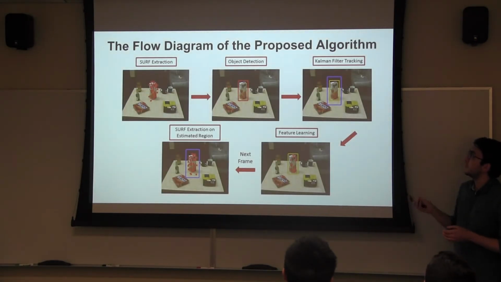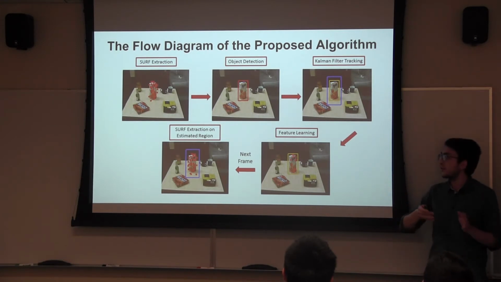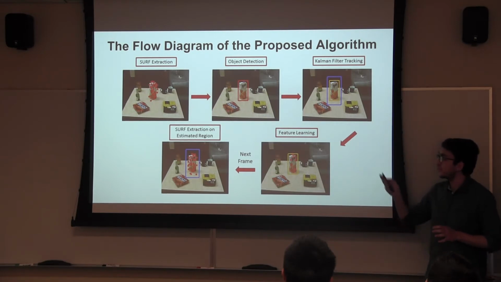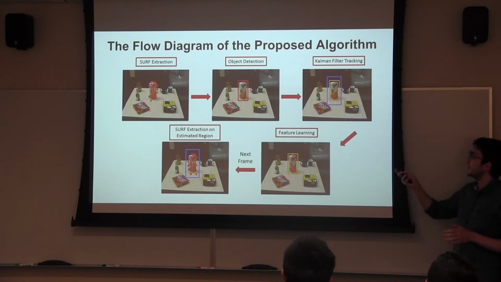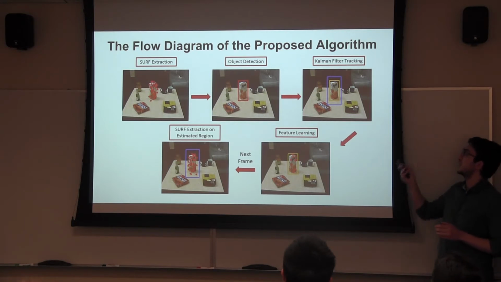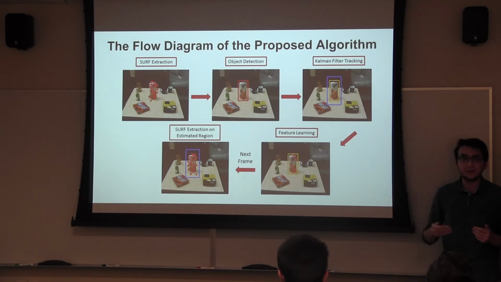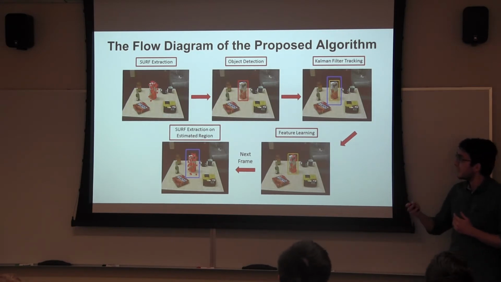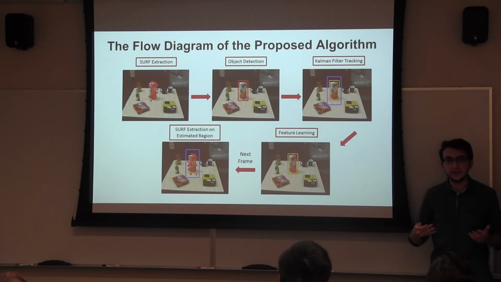So this is the flow diagram of the proposed algorithm. It starts with the SURF extraction. I'm not doing the SURF extraction on the whole image; I will explain in a minute why. After I extract the SURF features, I perform object detection by SURF matching and then least square fitting with outlier suppression. After that, I integrate this detection algorithm with Kalman tracking. As you can see, this yellow rectangle around the juice is the final result coming out of the Kalman filter. This blue rectangle is giving an estimate of where the object is going to be in the next frame.